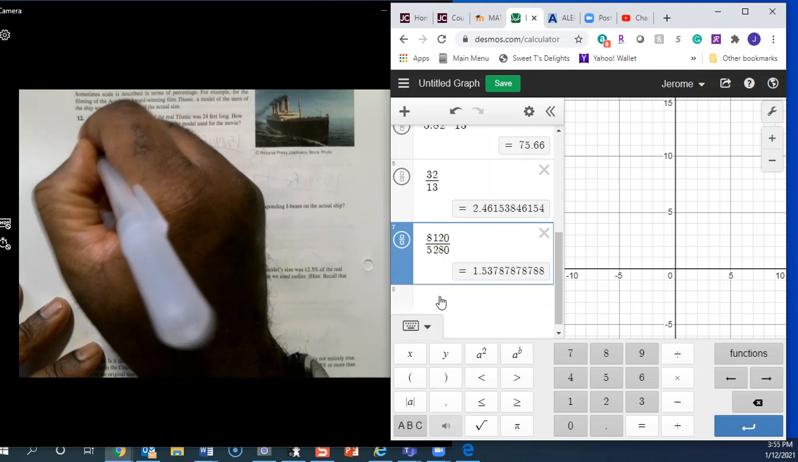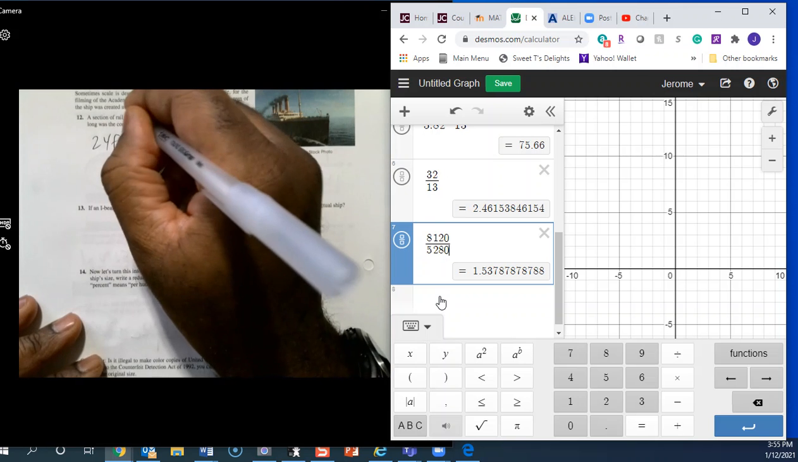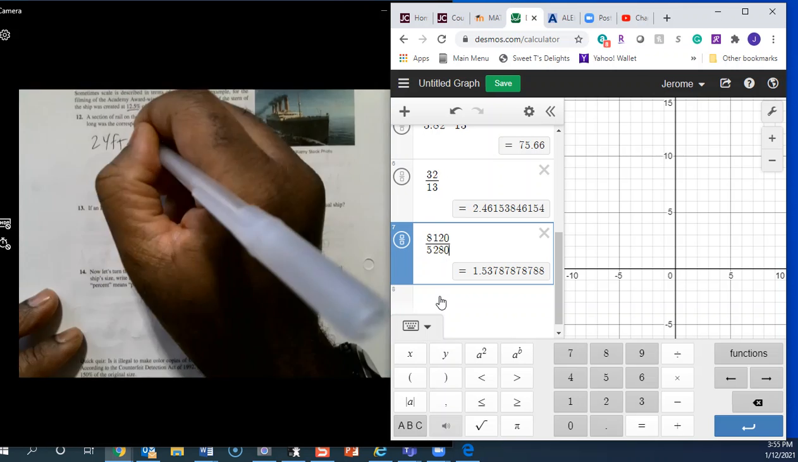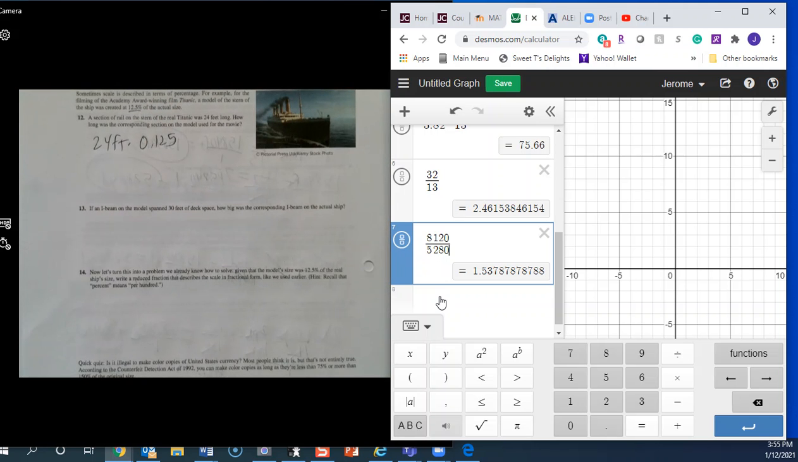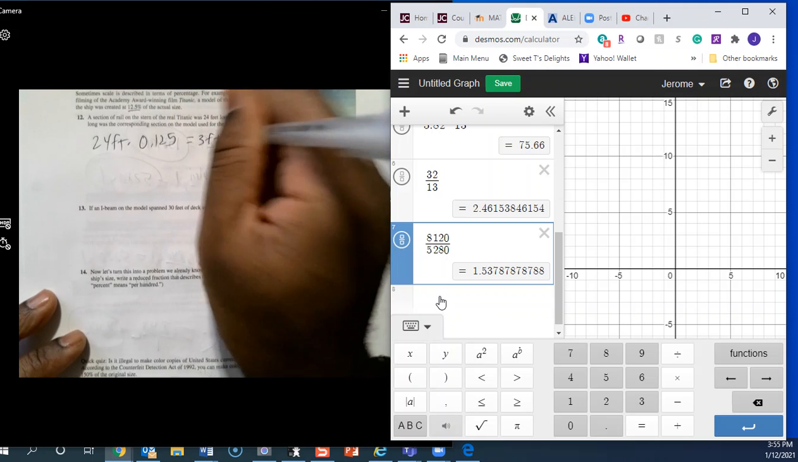Okay, so we have 24 feet, and then we'll multiply by the scale. The scale is 12.5%, which would be 0.125. Now your factor can be a decimal. So when we multiply this out, this will give us 3 feet.